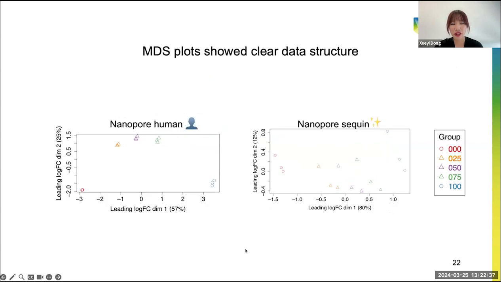And here I showed an MDS plot. For both our human and our sequin, we can see there is a clear structure on our different groups, and also on dimension 1 they are in the order of the proportion of the mixture. So this suggests that our data show the mixture structure clearly.